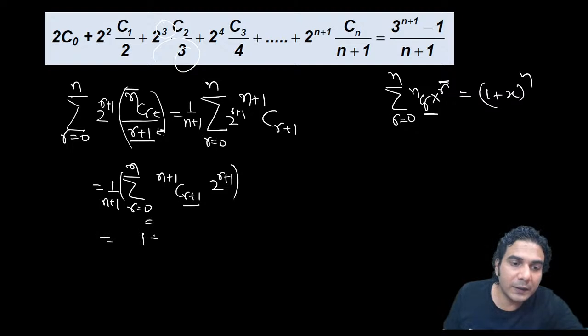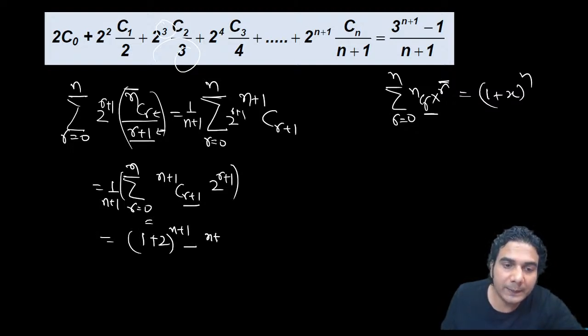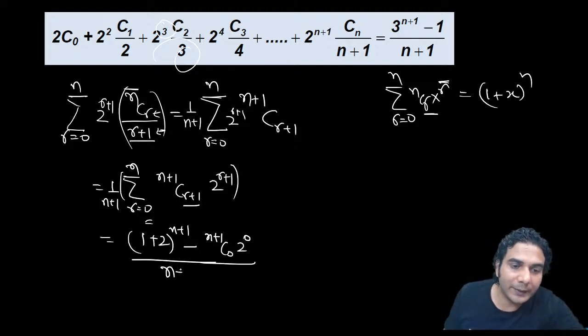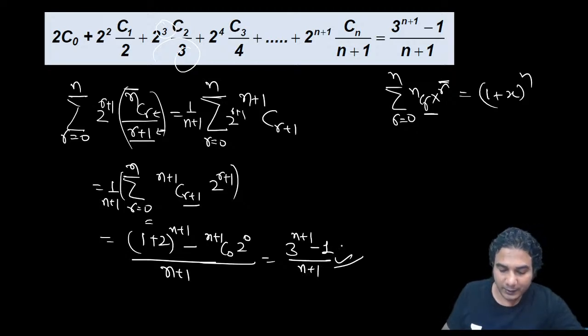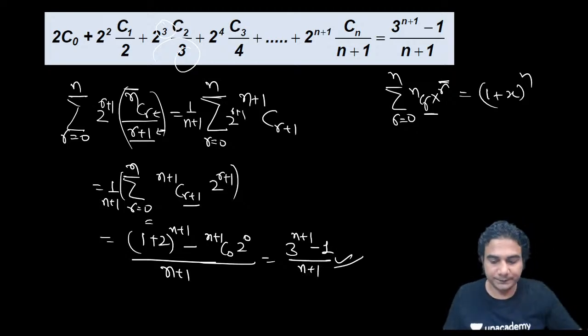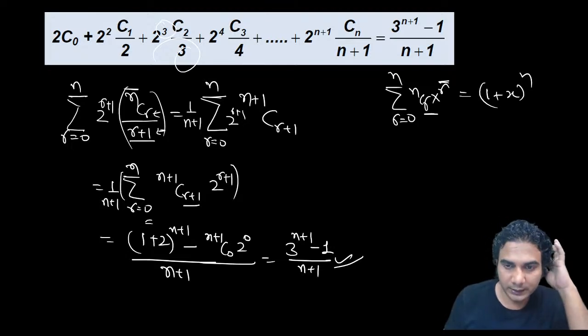So the total sum is 1 plus 2 raised to n plus 1, and the missing term. What is the missing term? (n+1)C0 2^0, which is nothing but 1. All right, divided by n plus 1. So you've got 3^(n+1) minus 1, divided by n plus 1. All right, yes, Vamsi, you have got it. Nice.